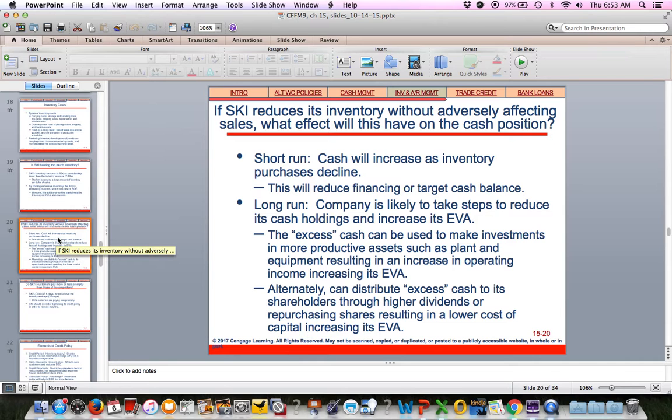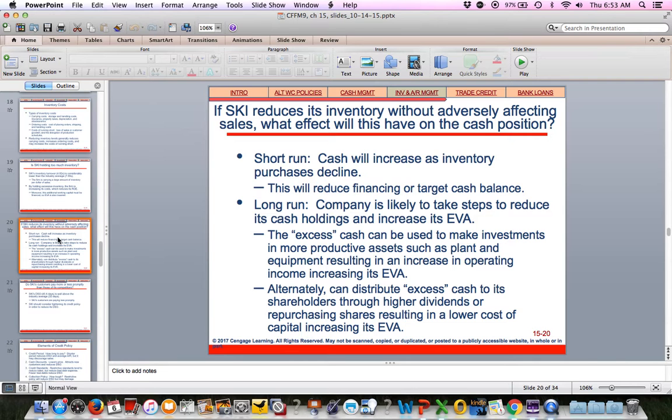So the question should always be then, what changes can we make? The nice thing about doing this type of analysis, looking at ratios, your cash position, your inventory holdings, just anything that involves working capital, is that once I understand where I'm at, and if I'm realizing like Ski that I could be doing a lot better in terms of my working capital management, what I should really do then is focus on how can I make this better.